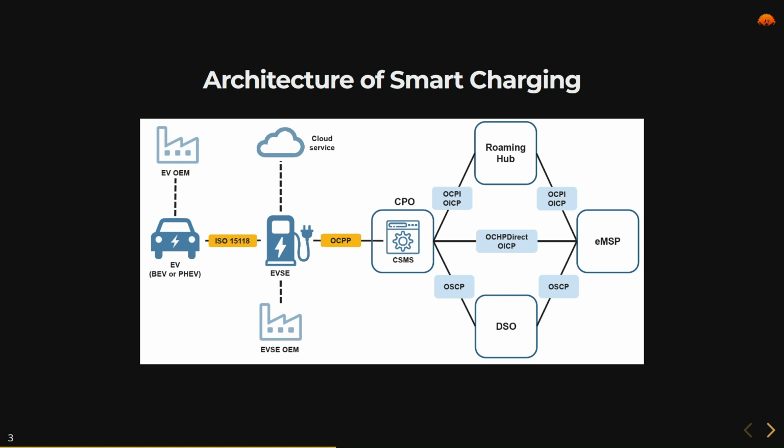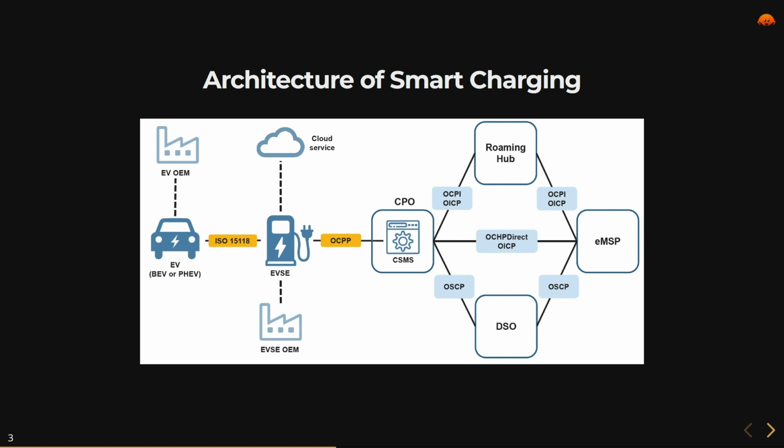It also provides an interface for EV owners, like electric vehicle owners or operators, to interact with the smart charging system. So it can be a mobile app, a web portal, or in-vehicle displays that allow users to monitor and control the charging process, or maybe they can set preferences or view charging related information.